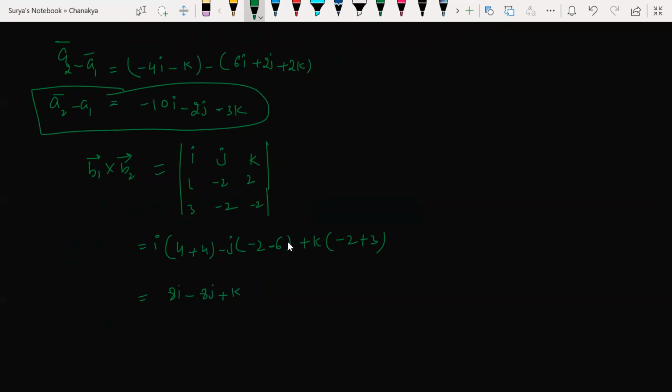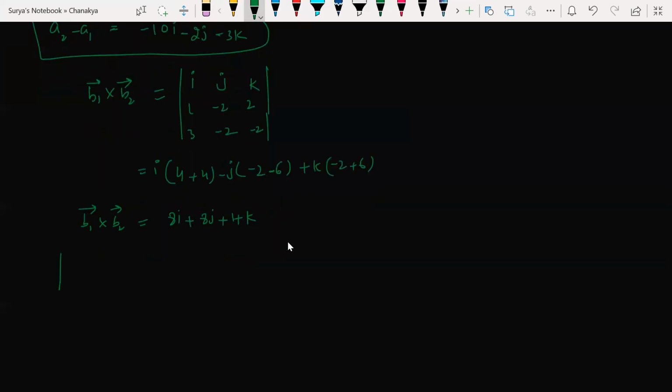For k, minus 2 plus 6, so 4k you will get. Somewhere in the calculation you have to look carefully.